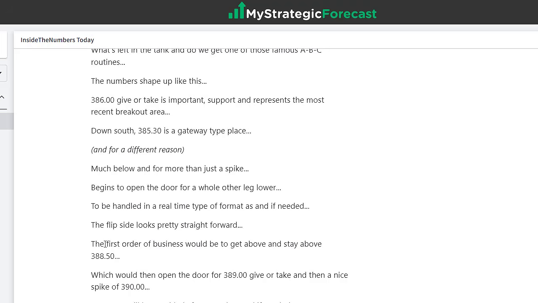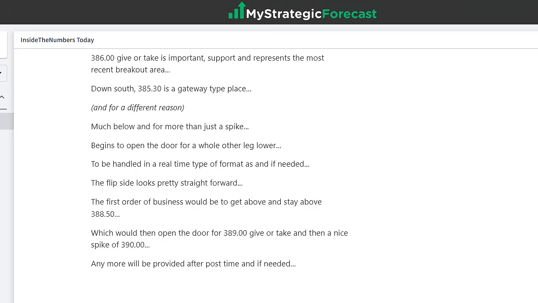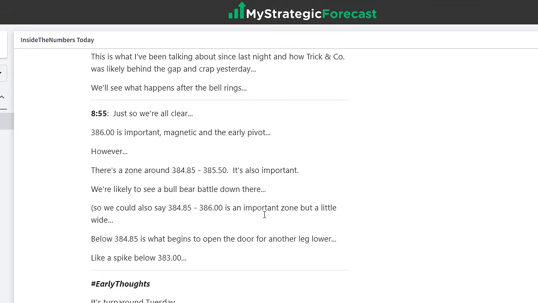Now you see here at 0:30, and you've already seen this on a chart, the first order of business would be to get above and stay above 388. That's the flip side of south side action. This would be in the bull case. That would then open the door for 389, give or take, and then a nice spike of 390. Let's see what happens as the day begins to get underway.